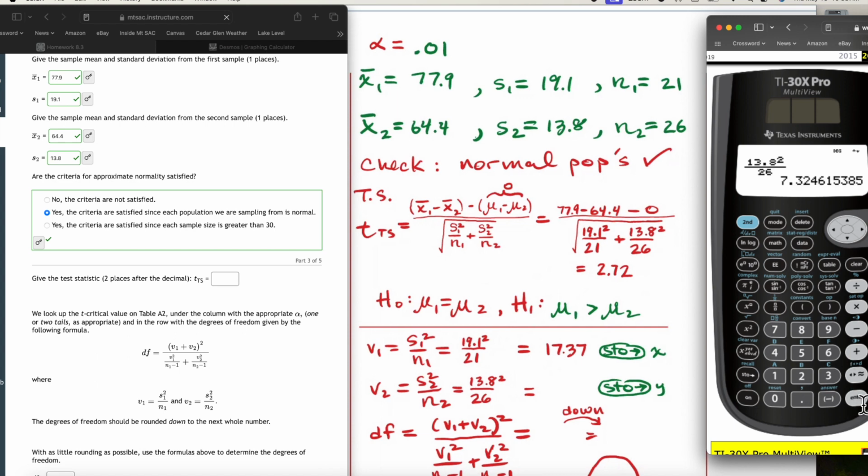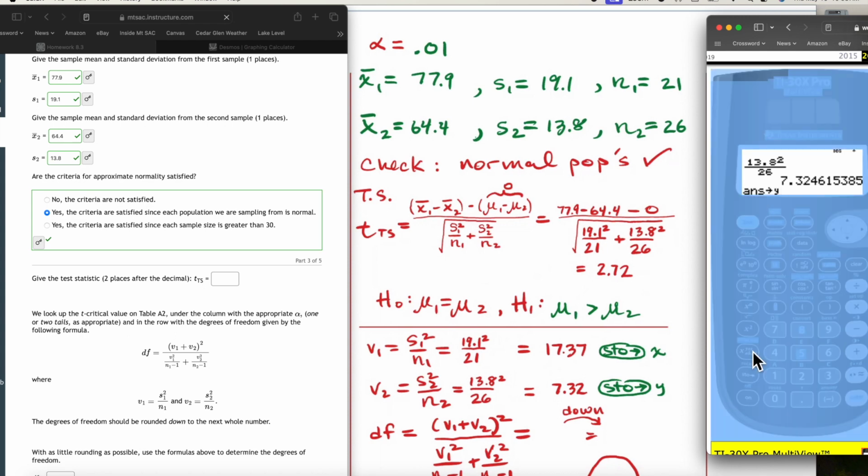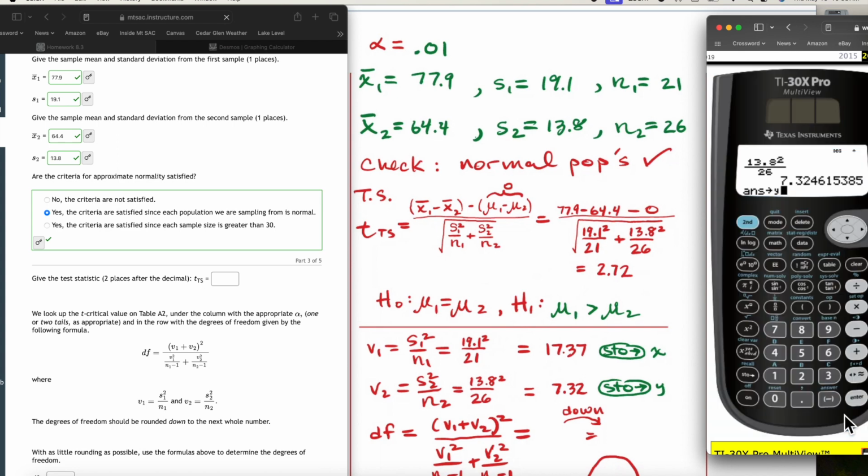Okay, so that's going to be that. I'll put in the notes, I'm just going to write 7.32 here. But we have a much more precise value being stored in Y. So you press store again, and then tap the variable button twice to get a Y, and we'll hit enter. So X holds the first variance and Y holds the second variance.